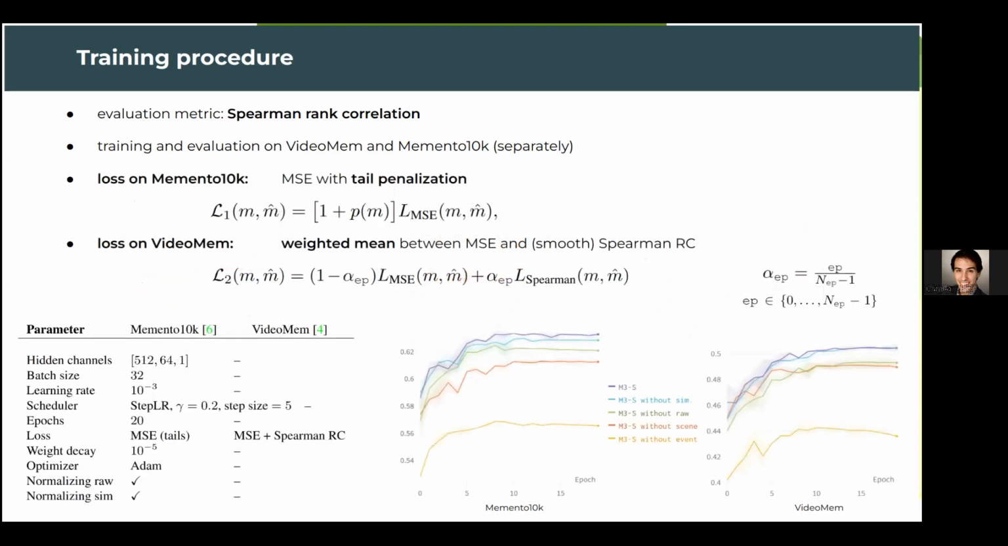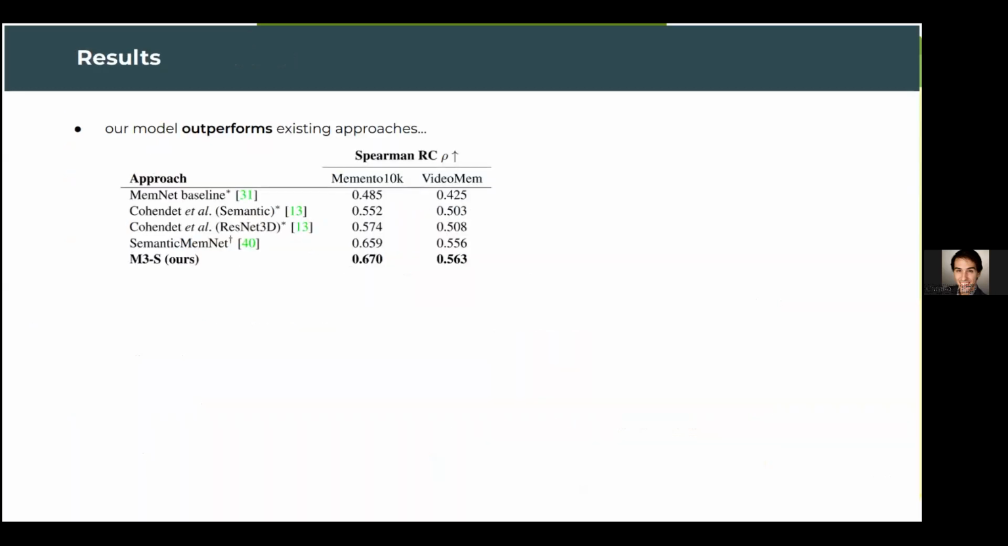For the training procedure for Memento10K, we use a loss that is essentially MSE with tail penalization, ensuring that elements in the tail are not incorrectly predicted. We additionally have a loss on VideoMem, which is essentially a weighted mean between MSE and Spearman rank correlation. This and other training parameters allow us to get nice rank correlation curves and perform really well on Memento10K and VideoMem, the two prime datasets for video memorability.